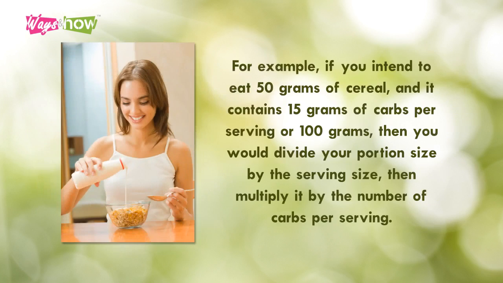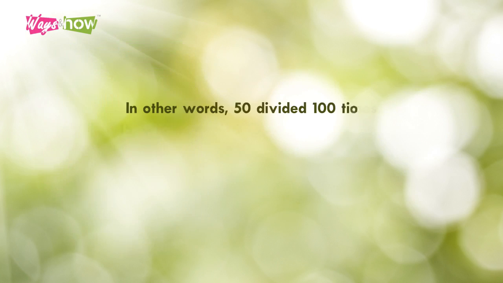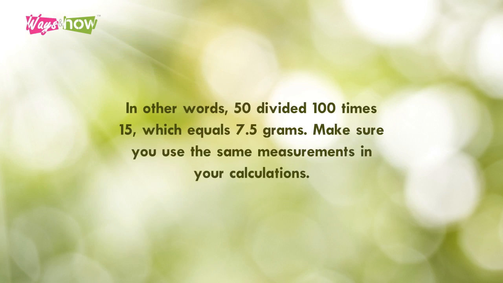For example, if you intend to eat 50 grams of cereal, and it contains 15 grams of carbs per serving or 100 grams, then you would divide your portion size by the serving size, then multiply it by the number of carbs per serving. In other words, 50 divided by 100 times 15, which equals 7.5 grams. Make sure you use the same measurements in your calculations.